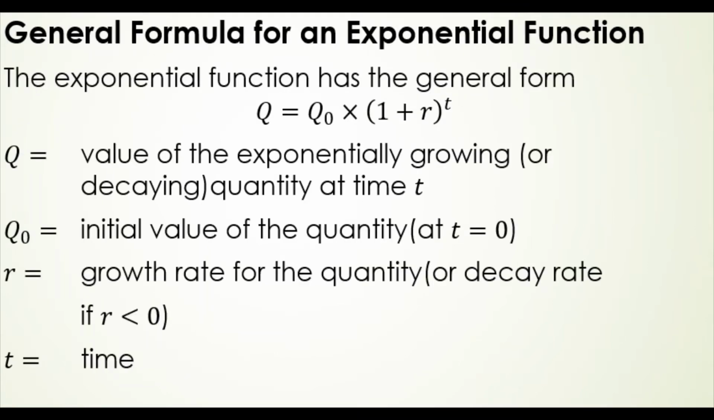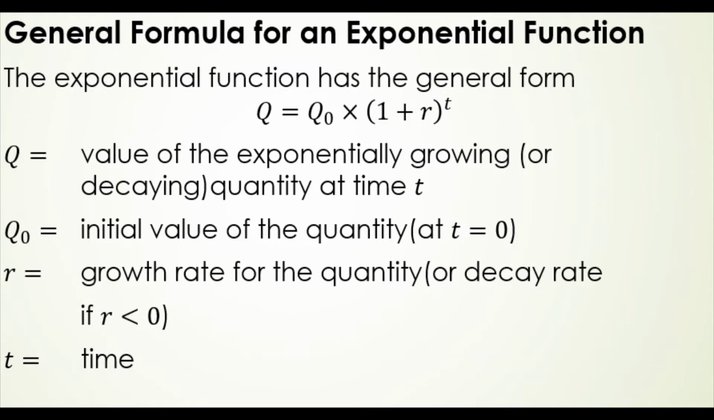All right, so here is the general formula for an exponential function. It's going to have the form q equals q naught times 1 plus r to the t power, where q is the value of the exponentially growing or decaying quantity at time t. Q naught, that's that q with the little subscript 0. Whenever we have that subscript 0, we usually use that to refer to an initial quantity, an initial value. So q naught here is equal to the initial value of the quantity. That is the quantity at time 0.